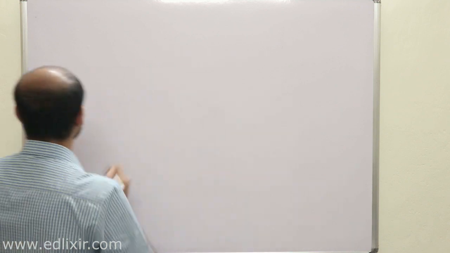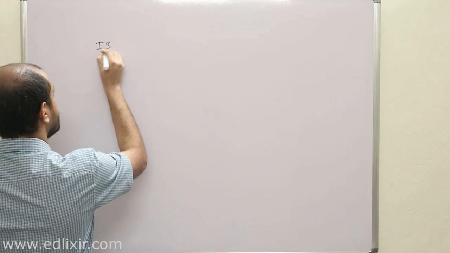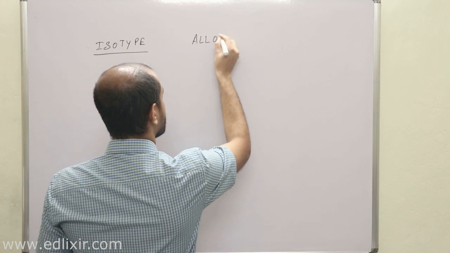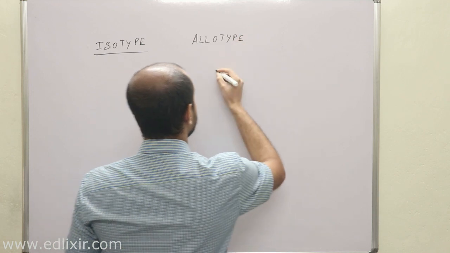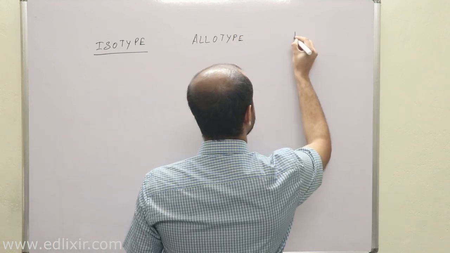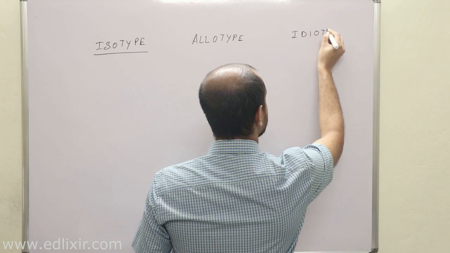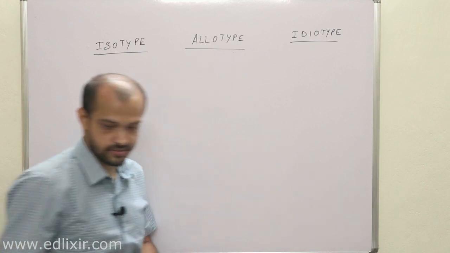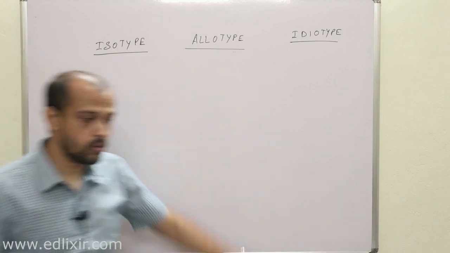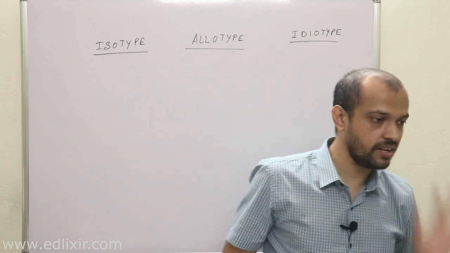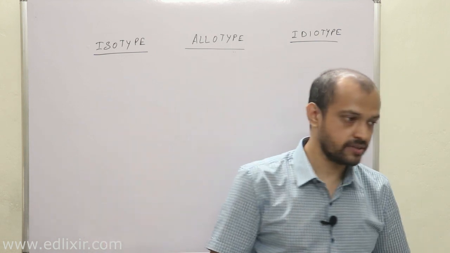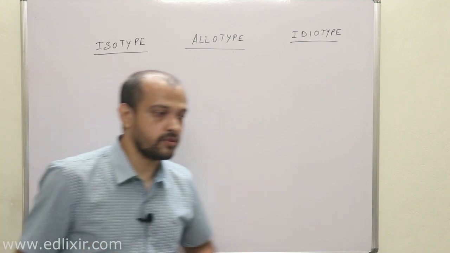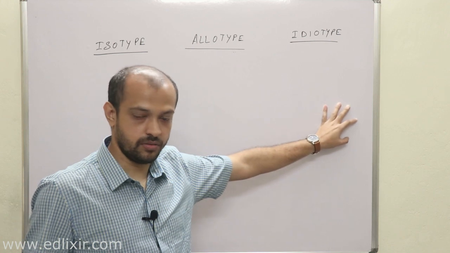The concept of isotype, allotype and idiotype. Now these are the most confusing portion in an immunology class, these three. If you ask anyone without referring to any book to please explain these three points, probably he or she will be confused. But from today onwards you will not be confused about these three particular things.